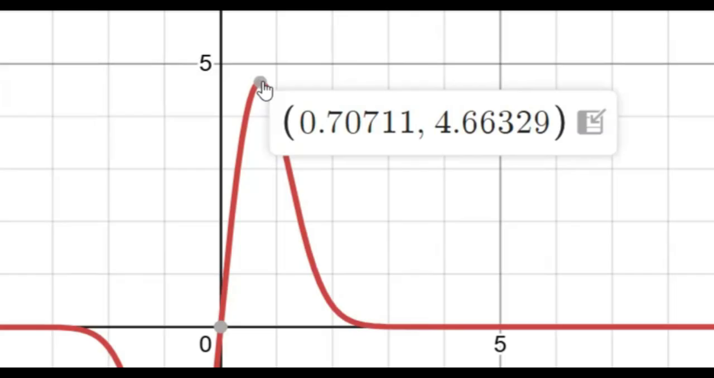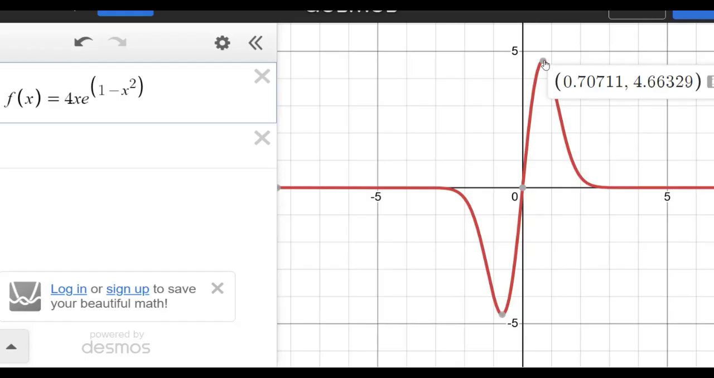The x-coordinate is 0.70711. And if you did this on your calculator, if you did root 2 divided by 2, you're going to get exactly that. That's the decimal equivalent of that is 0.707. So we've confirmed on the graph exactly what we just did with algebra on the board.